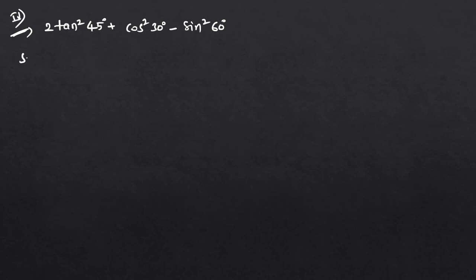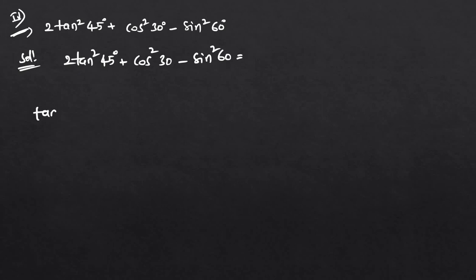Now fourth question solution here. 2 tan square 45 degrees plus cos square 30 degrees minus sin square 60 degrees is equal to. So tan 45 is equal to 1. Cos 30 is equal to how much? Root 3 by 2. Very good. So sin 60 is equal to how much? Root 3 by 2.